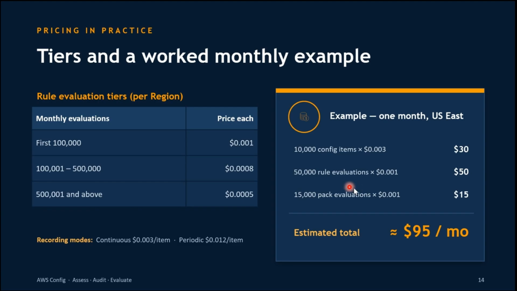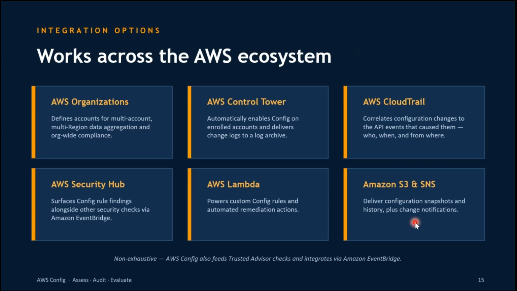So the reason is, for the 50,000 rule evaluation, this is the amount that will be used for calculation. But beyond 1 lakh, this is the amount that will be used, and you will see a difference in amount. For example, let's say you have 10,000 configuration items and 50,000 rule evaluations. This is how it will be calculated, and this is how your bill will look. So if you have too many conformance packs, only then will you have higher pricing, or else it's pretty much cheap.